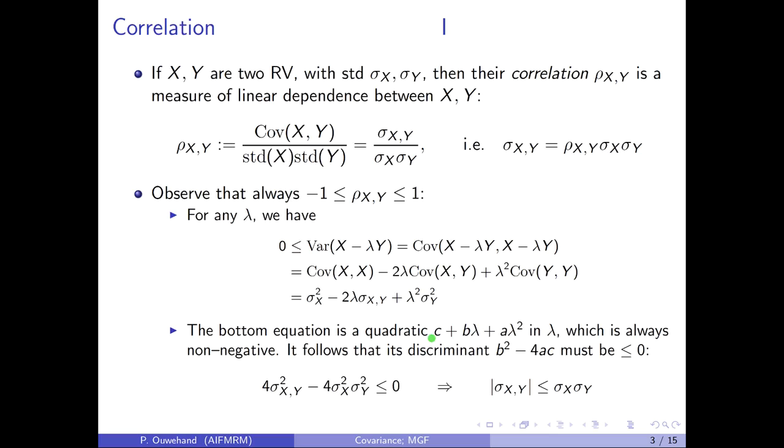This means that the discriminant, in other words the expression b squared minus 4ac, must be less than or equal to 0. In this case, the discriminant breaks down as follows, as you can verify yourself. And when we take square roots, it follows that the absolute value of the covariance is less than or equal to the product of the standard deviations. Note that covariance can be negative, but standard deviations are always positive. When we then compare this expression with this expression here, we see that the absolute value of the correlation must be less than or equal to 1, which is precisely what this statement here says.